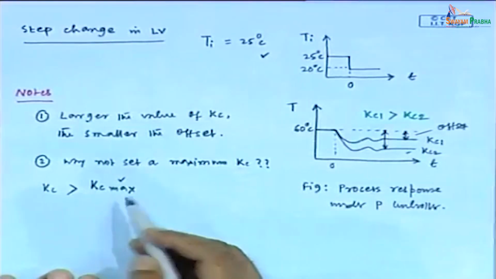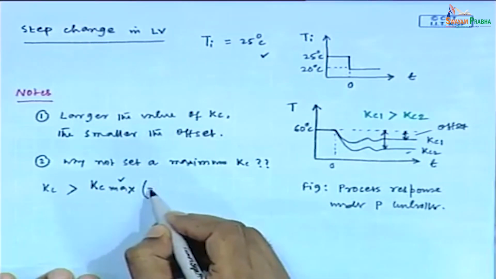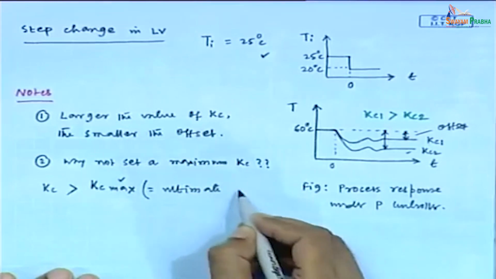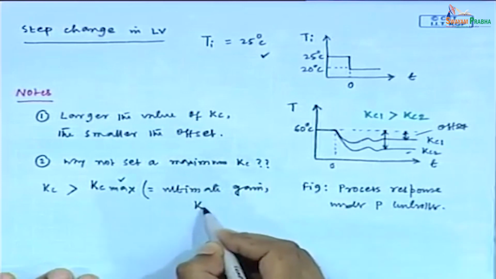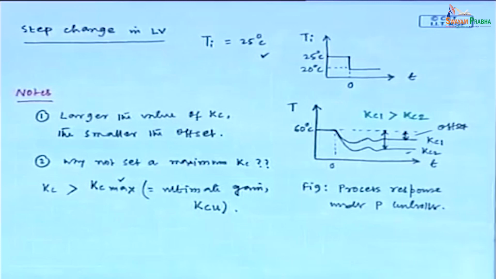Fine. And this Kc max is called ultimate Kc. This Kc max is called ultimate gain represented by Kcu. Fine. So, we cannot consider arbitrarily large Kc value to reduce the offset, there is certain limitation.